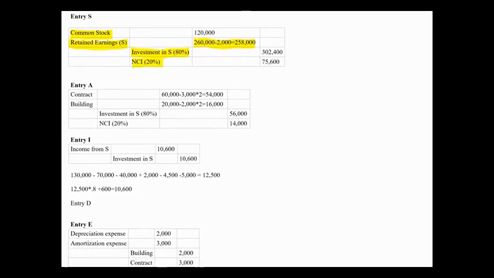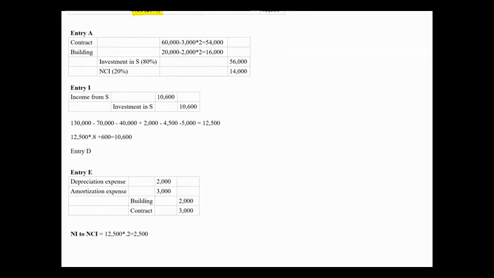Next one is entry A. We use entry A to adjust those subsidiary accounts that have a different fair value from book value. We have two accounts here, contract and buildings, and their amount equals the original fair value allocation minus 2-year amortization or 2-year depreciation. Still, we allocate 80% of the total debit to investment in subsidiary account and allocate 20% of the total debit to non-controlling interest.